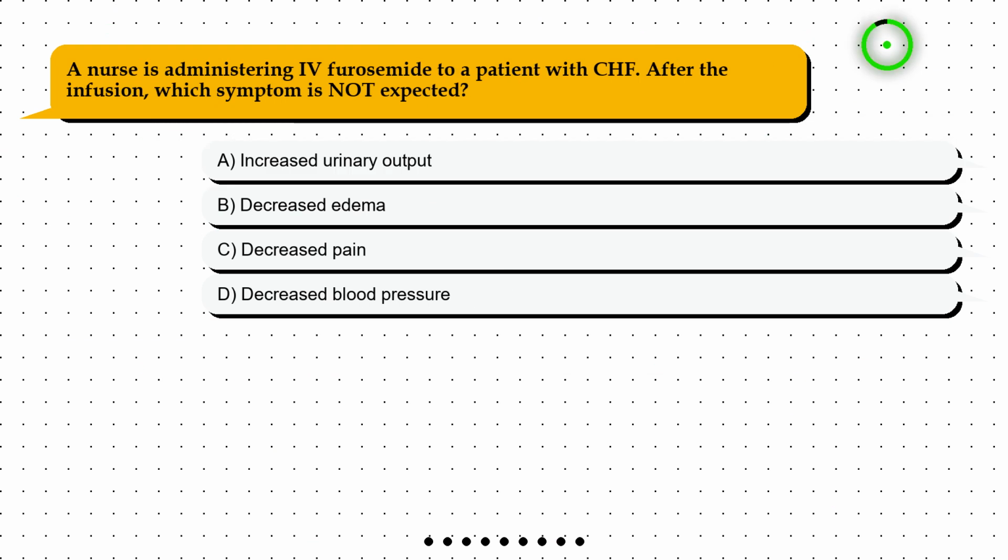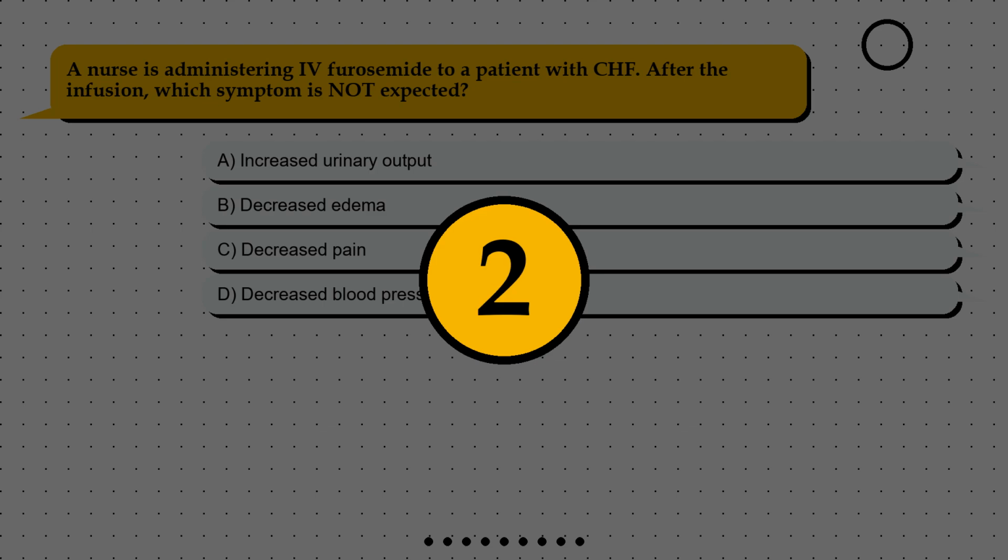Question 8. A nurse is administering IV furosemide to a patient with CHF. After the infusion, which symptom is not expected? Option A. Increased urinary output. Option B. Decreased edema. Option C. Decreased pain. Option D. Decreased blood pressure.